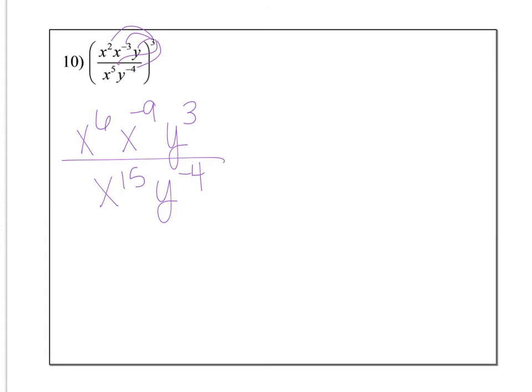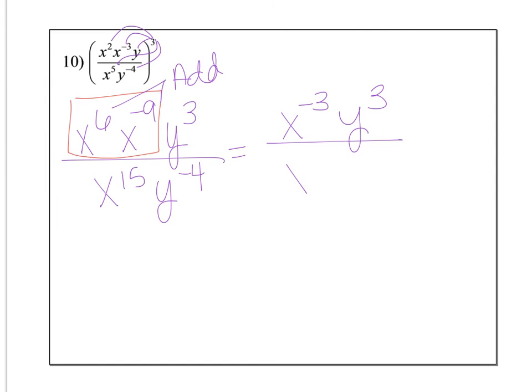The next thing I would do is, since there's more than one x on the top, our goal, I don't think I said this yet, but our goal is to get only one of each letter. So in your final answer, you can't have 2 a's, you can't have 2 b's, you want one of each variable to be represented. So I'm going to start combining those on the top. So that's going to be x to the negative 3rd. When we multiply, the special operation we do is adding. And then y to the 3rd is still there. The bottom is still x to the 15th, y to the negative 4th.